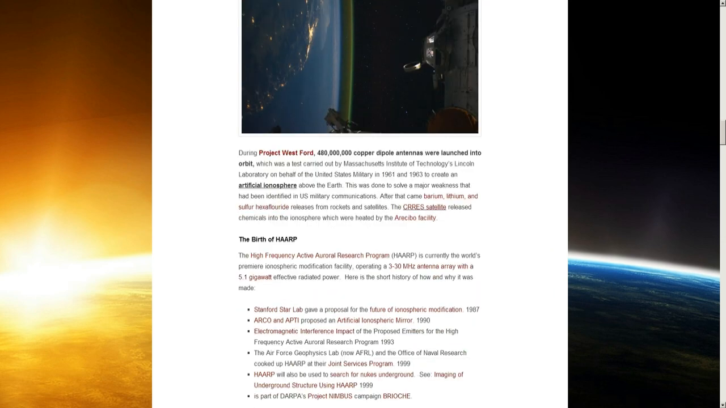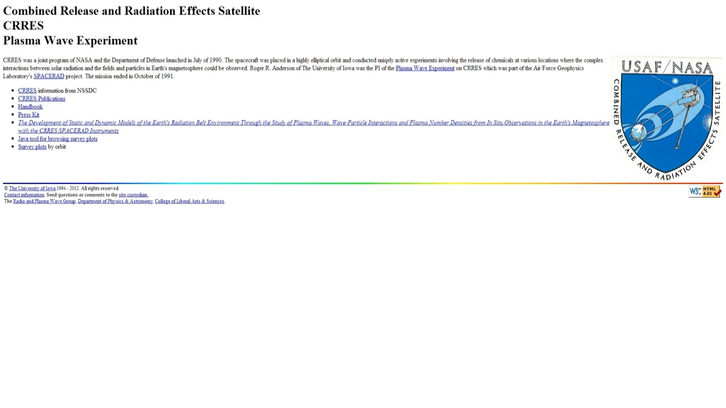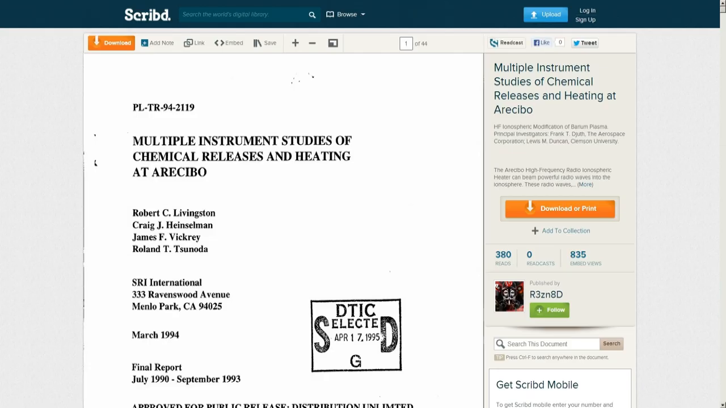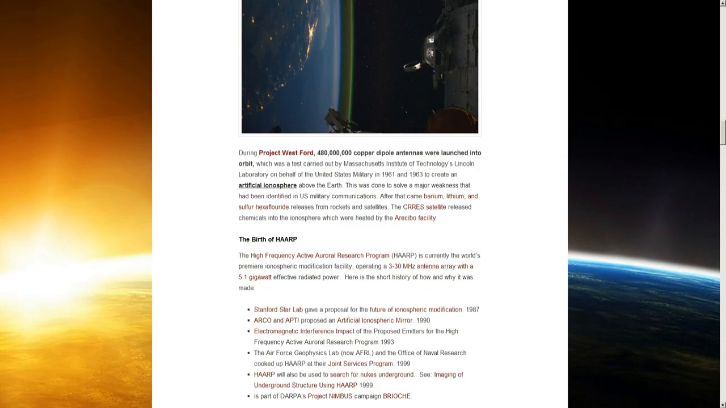The CRRES satellite. All of this stuff is real. Combined Release and Radiation Effects Satellite. Plasma wave experiment. This thing would dump sulfur hexafluoride, barium, lithium, and other chemicals into the ionosphere. And then the Arecibo array would actually heat them. So even before HAARP, Arecibo was doing it. And it says right here, multiple instrument studies of chemical releases and heating at the Arecibo array. They actually have a new heater going in there. This one was destroyed during a hurricane, so there'll be a new one up there.